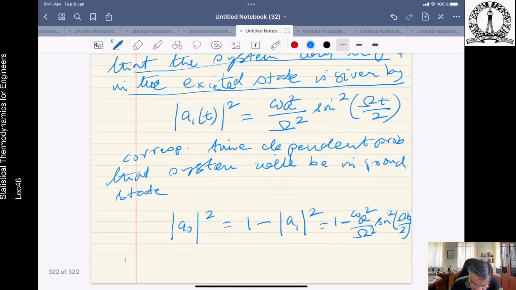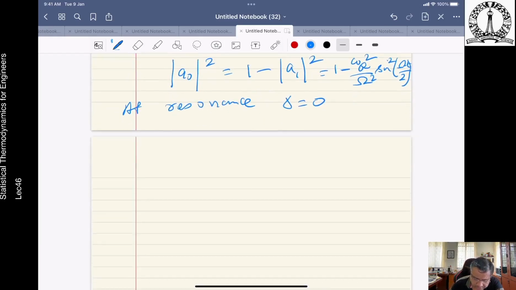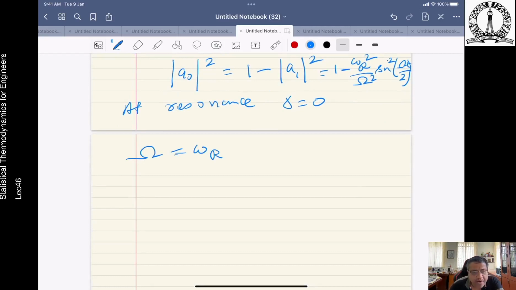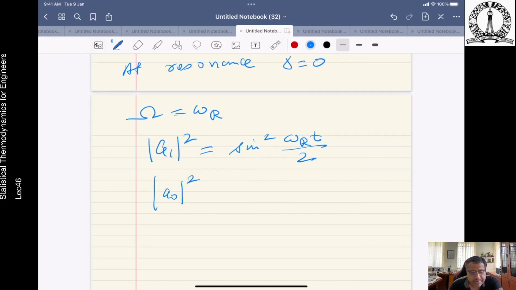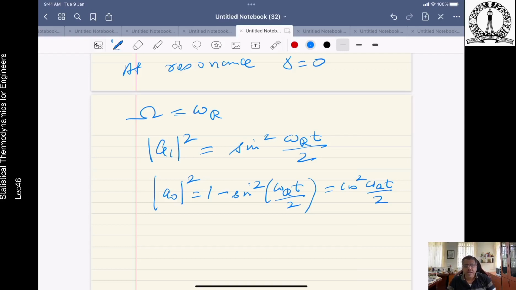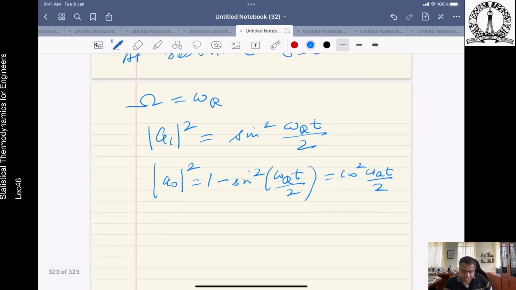So at resonance, the detuning frequency delta is equal to zero, and omega is equal to omega r. In that case, A1 square becomes sine square omega r t by 2, and A0 square becomes 1 minus sine square omega r t by 2, which is also equal to cos square omega r t by 2.